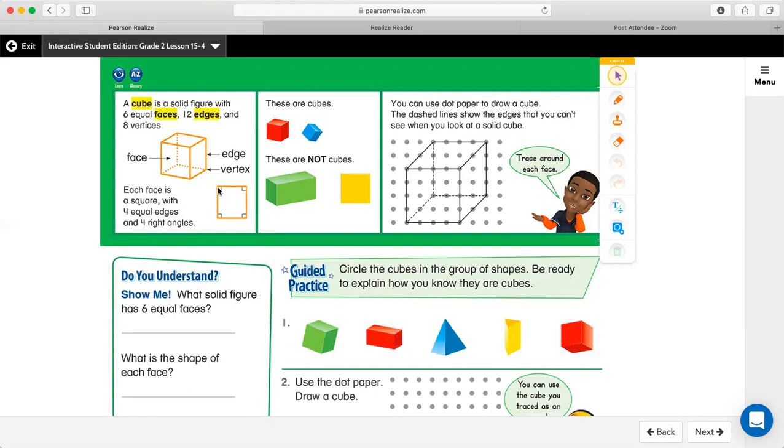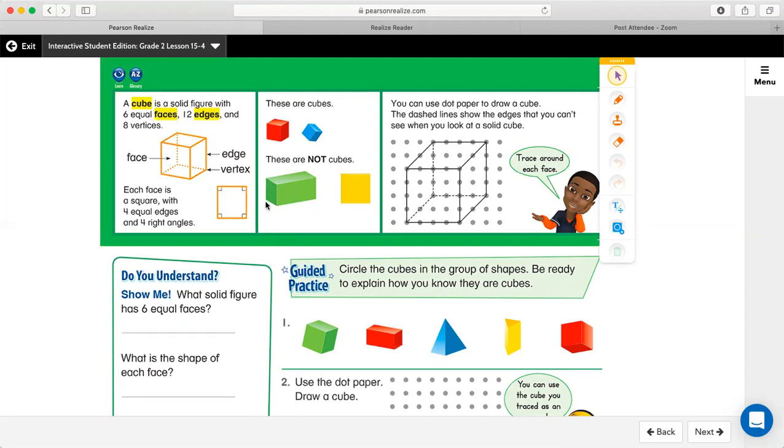Each face, this is if we took this part of the cube off and laid it down. Each face of a cube is a square. They have 4 equal sides. And remember, we've seen this before. These are 4 right angles. So here are examples of cubes. And these are not cubes. This is just a square, right? And this is a rectangular prism.